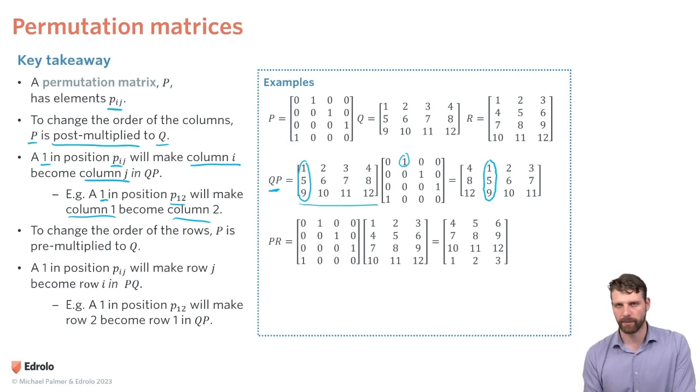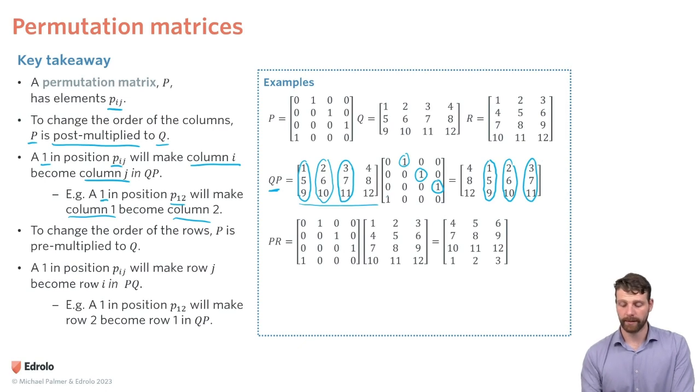Let's check all the other ones to make sure that this still works. So this one here is in row 2, column 3. So column 2 should move to column 3. So column 2 is here, and you can see it's moved to column 3. All right, two more. This one here is in position 3, 4, so row 3, column 4. So it means that column 3 will move to column 4. So 3, 7, 11 is now in column 4.